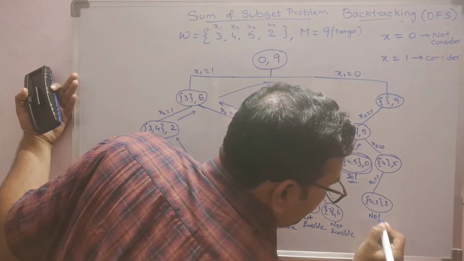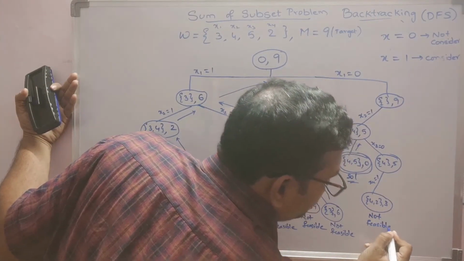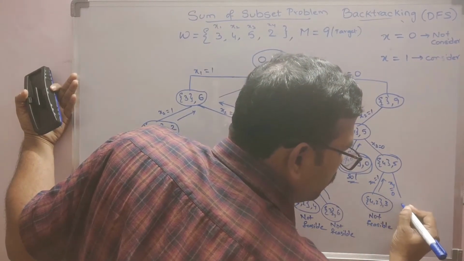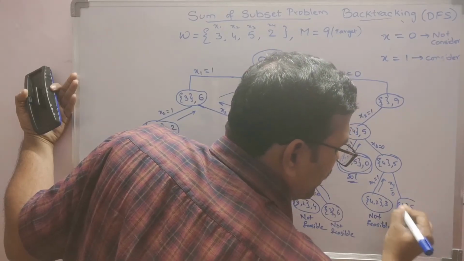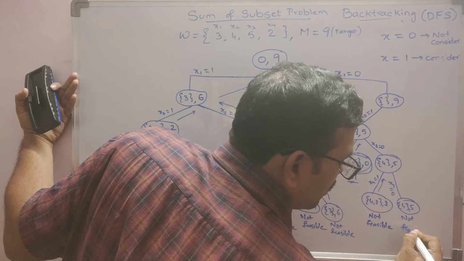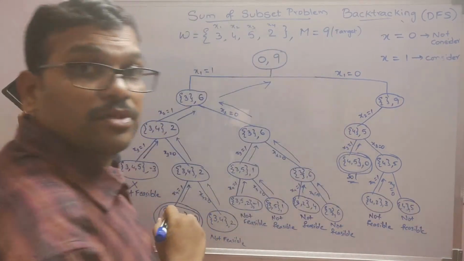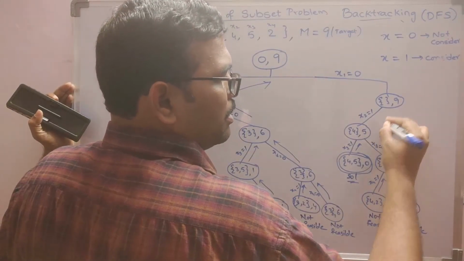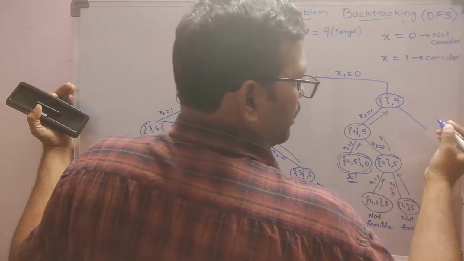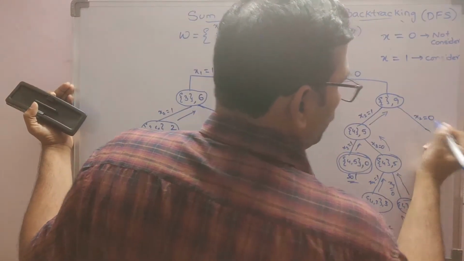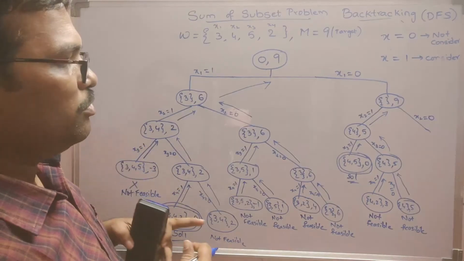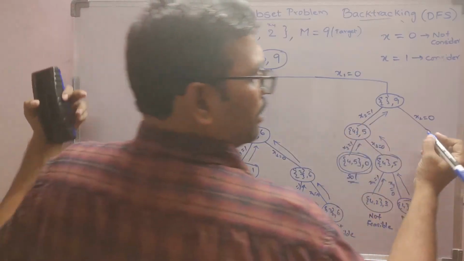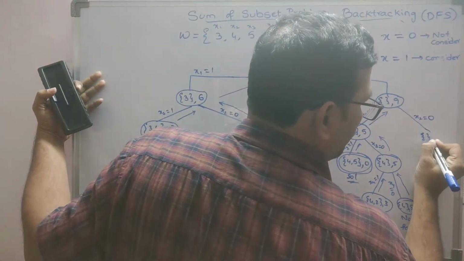So this is not feasible. So backtrack and check with the alternative. x4 is equal to 0, and it will be 4 comma 5, which is also not feasible. Now again move backward, and consider now x2 is equal to 0. Right? Now what happens? Again empty set with 9.